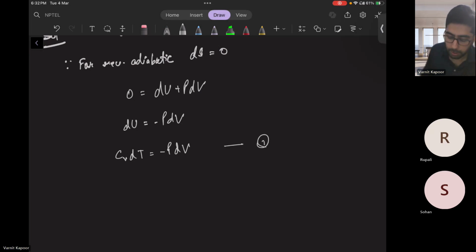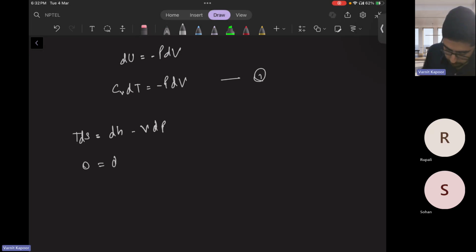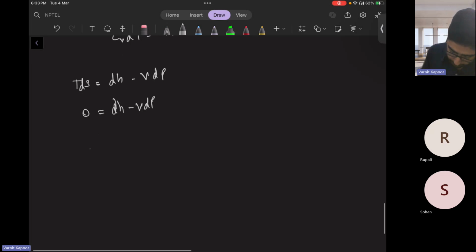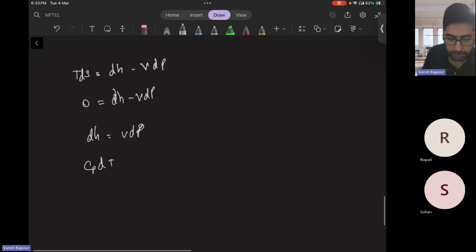Now another equation we know is TdS equals dH minus VdP. Again, dS is 0, so it will be 0 minus VdP. Why is dS 0? Because it's reversible adiabatic, so an isentropic process. So dH is minus VdP. And enthalpy is defined at constant pressure for an ideal gas, so Cp dT. In the question it is said that for reversible adiabatic process for ideal gas only. So let us say this equation is numbered as second.